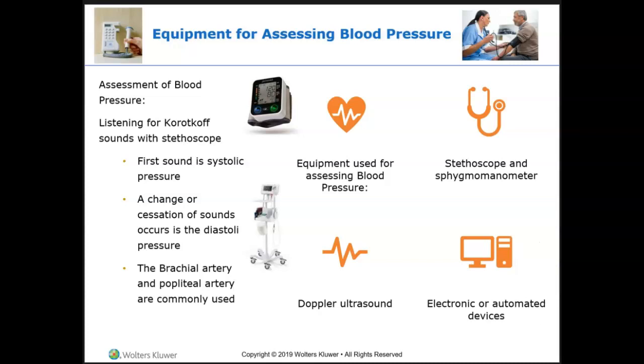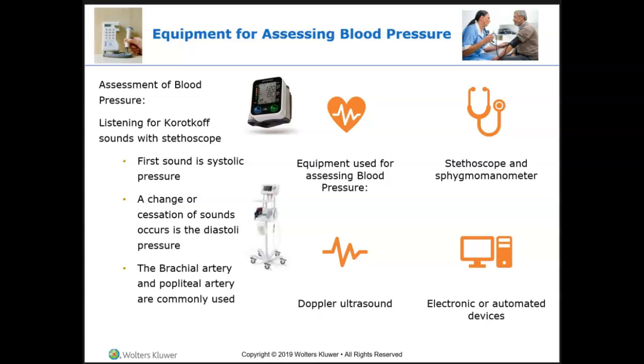Okay, equipment for assessing blood pressures. So the equipment used for assessing blood pressures is a stethoscope and a sphygmomanometer. A blood pressure cuff, Doppler, ultrasound, maybe. Many electric or automated devices are used to assess blood pressures.